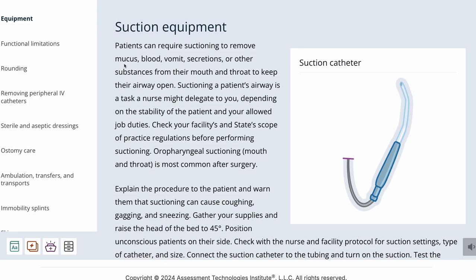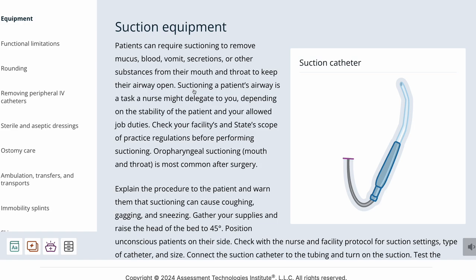Now, there is what's called suction equipment. This right here is a suction catheter. This part right here at the tip is the part that goes in their mouth. If you've been to the dentist, you've had one of these, right? They spray water in your mouth and they put the little suction thing in it and it sucks it all up. This part right here is usually connected to the wall or something to pull the saliva out. But you can use a suction to remove blood, mucus, vomit, any type of secretions from the mouth or in the throat. And you may be delegated to do this.